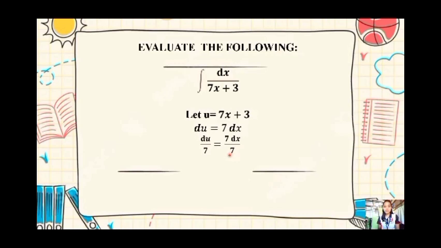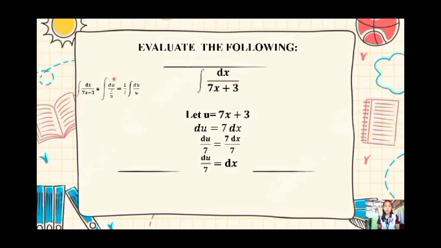So we must divide both sides by 7 to cancel this one. Therefore, our dx will be du over 7. Now let us substitute the value of dx above. So it will be the integral of du over 7 over u, where our 7x plus 3 is u. And it is equal to 1 over 7 times the integral of du over u.